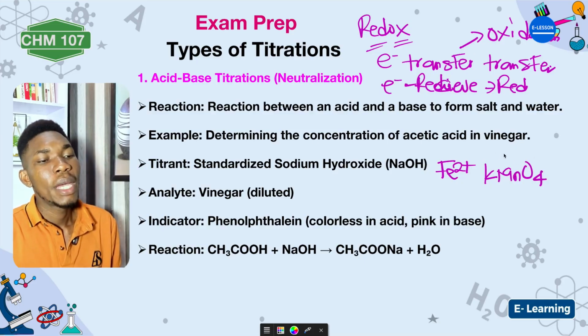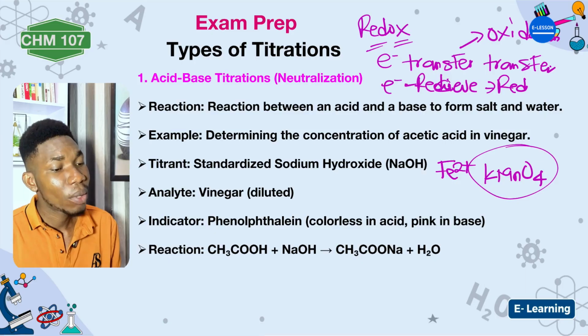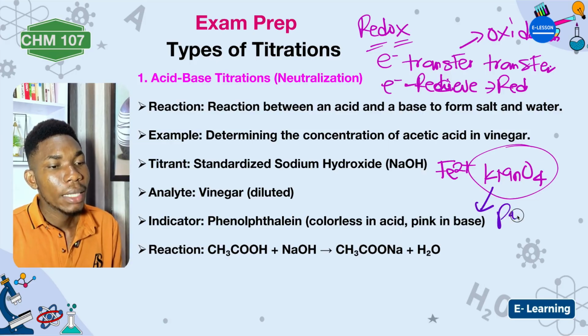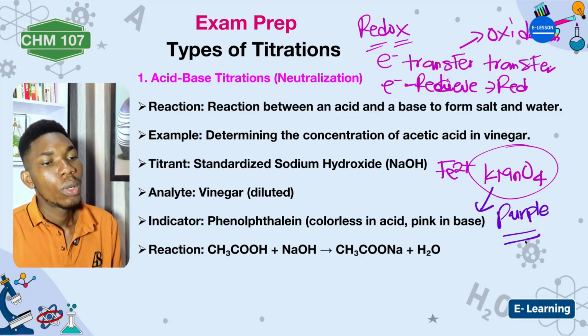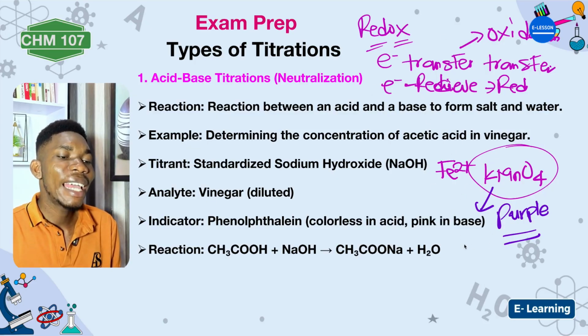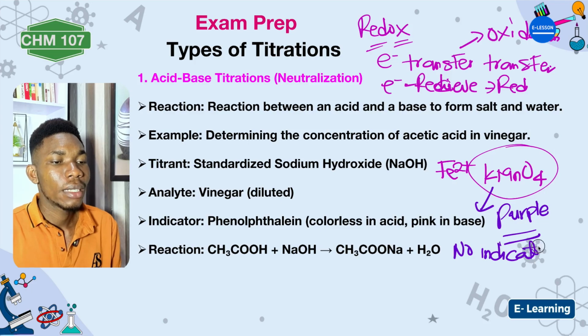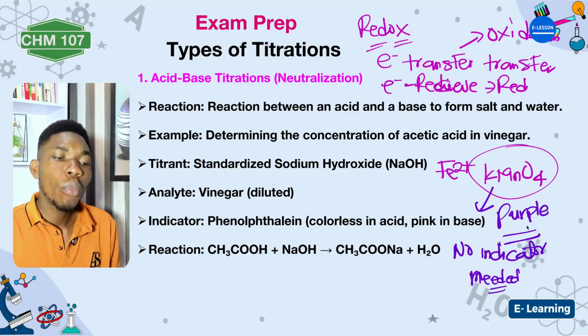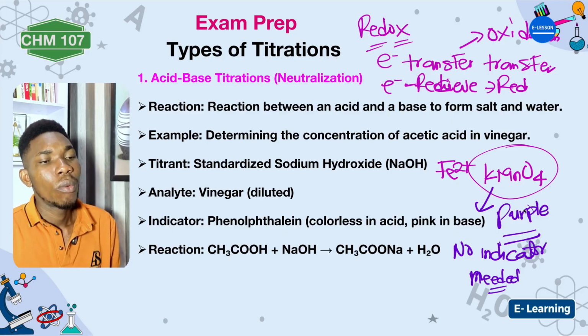Now take note, they may ask you what is the color of potassium permanganate. It's a very important point. Take note of it. It's purple. Potassium permanganate is what color? Purple. Please take note of it. Now, in this titration, you don't need any indicator, no indicator needed in redox titration with potassium permanganate. The reason why you don't need any indicator is because potassium permanganate is an indicator itself. It's self-indicating. It changes from purple to colorless when the reaction has come to an end.